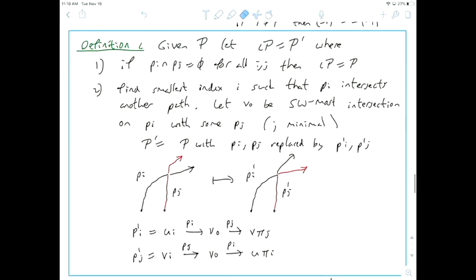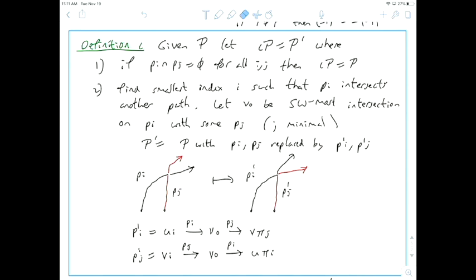So how is such an involution defined? You start with a collection of paths. If the paths don't have any intersection among themselves, you don't do anything. If there is an intersection, you find the smallest index i such that P_i intersects with another path. Then in that P_i, you find the southwest-most intersection, the canonical intersection. So there's this intersection v0, and it's intersecting with this path P_j.